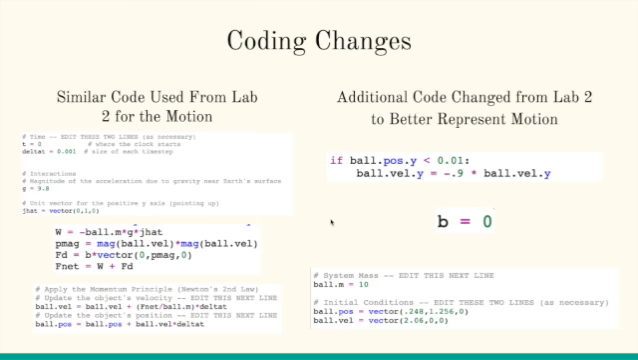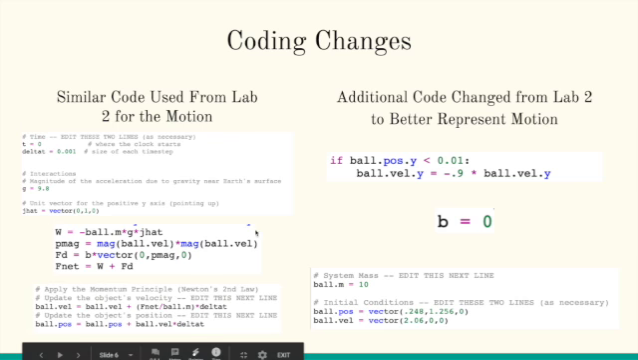Continuing on, we have some basic coding changes, for which I use similar code from Lab 2 for the motion, in which we have t, delta t, gravitational constant j hat, as well as the calculation of f net, and the velocity update and position update formulas.